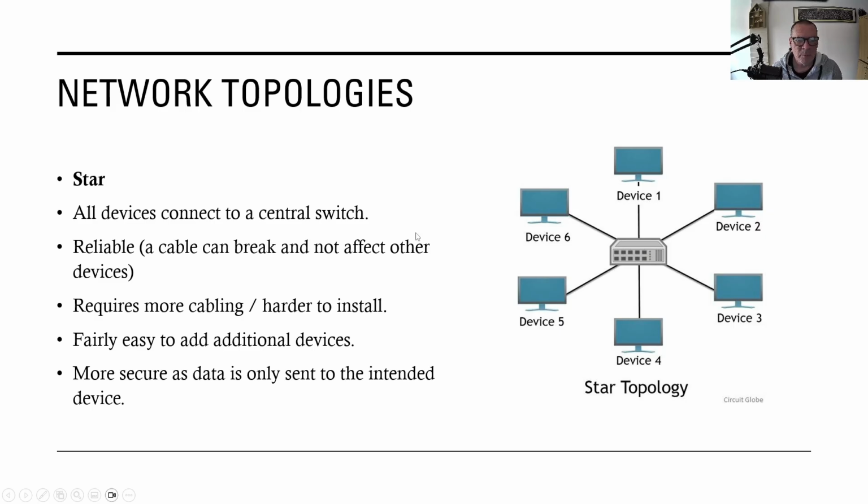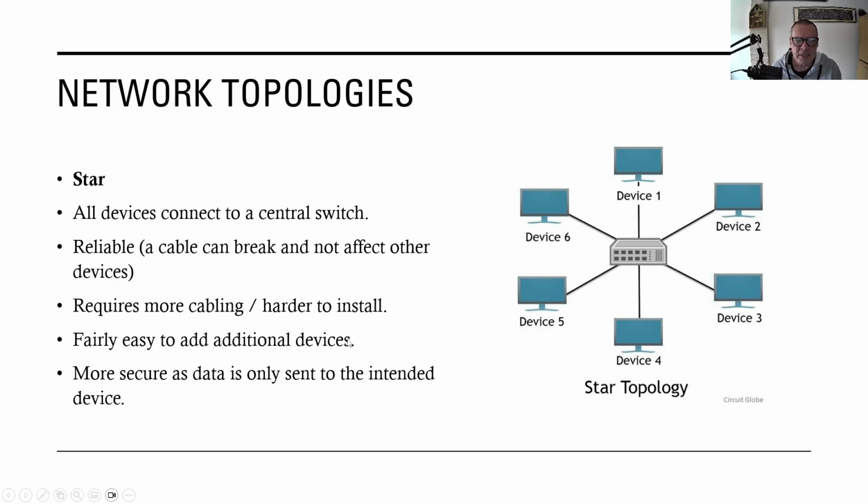This is more reliable because there isn't a reliance on a single bus. So a cable here, for example, could break and the other devices will still be able to work fine. It's just device 6, with its cable that's broken, that would not be able to communicate. It requires more cabling, so it's harder to install. If you imagine trying to install this in an actual building, these connections might have to go through walls, long distances around the building. The more wires you've got, the harder that's going to be.